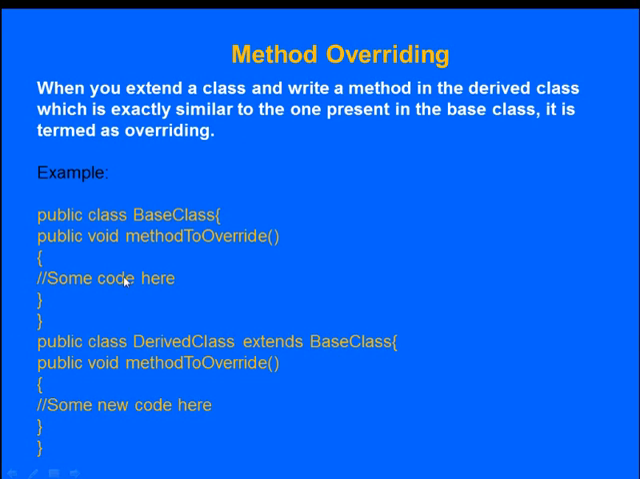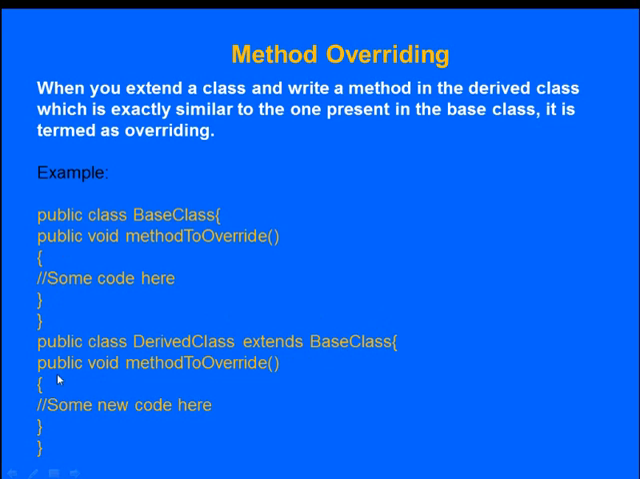Look at the example here. We have taken a public class, the base class. Here we have a method, and the name of the method I have given is methodToOverride. It has some code. Now we are extending the base class through this derived class. We are inheriting the derived class from the base class through the extends keyword.